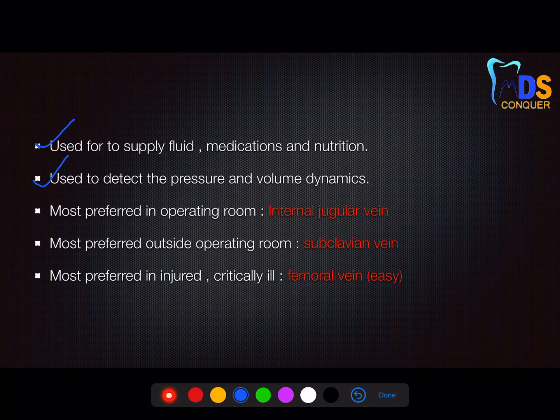The most preferred route in the operating room is the internal jugular vein. Outside the operating room it is the subclavian vein, and in injury and critical cases the preferred route is the femoral vein, which is very easy to identify.